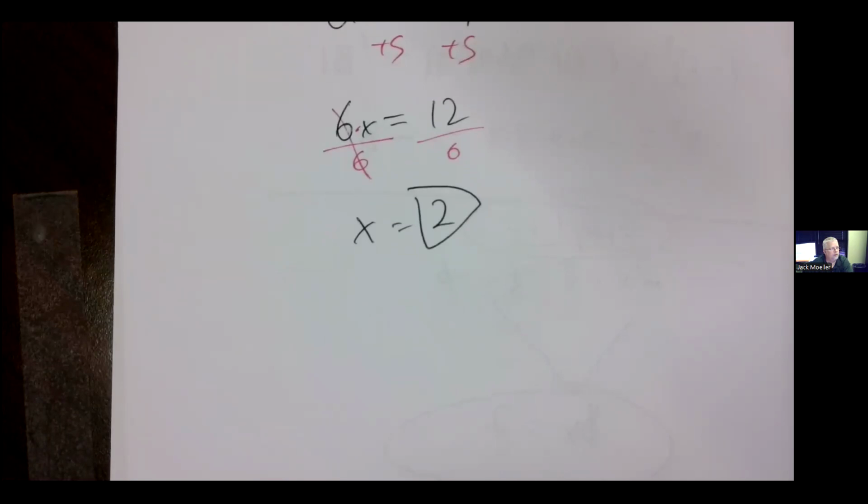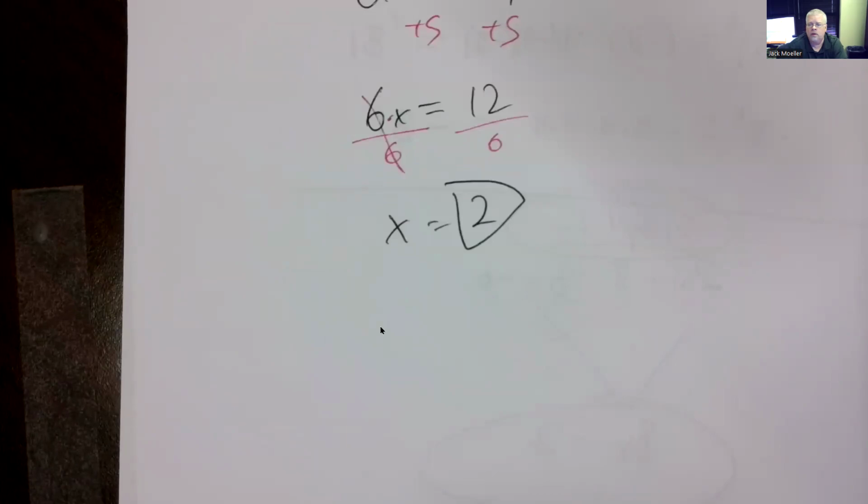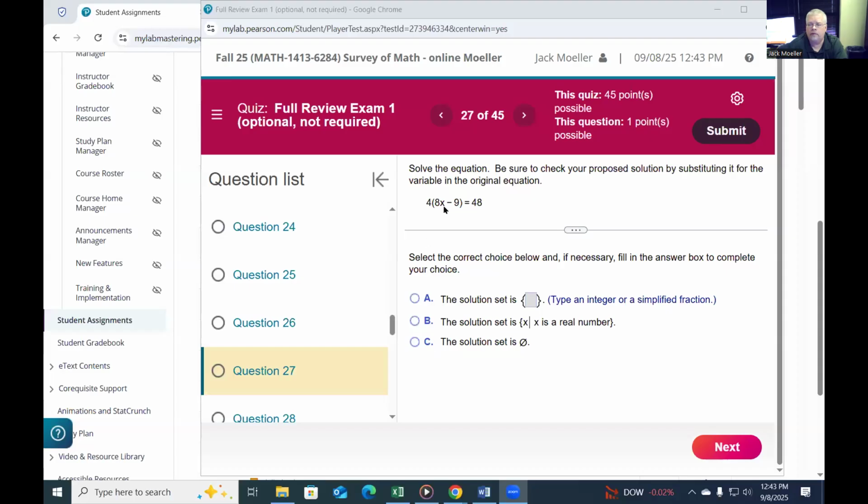Let me go back to the actual test, or the full test. All right, so the next problem I have is 4(8x - 9) = 48. So what's the first step there? Well, on this left side, you have a distribution to do. So you would do 4 times 8, which is 32x, 4 times -9, which is minus 36. Once you do that, you're right back to what we started, or what we did last time.